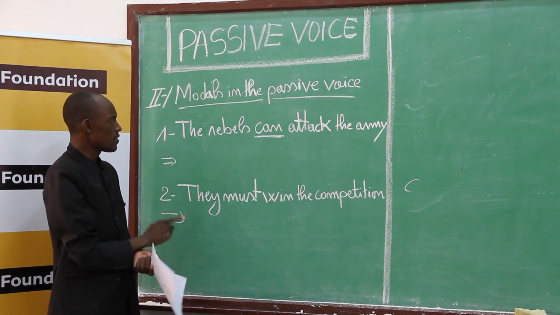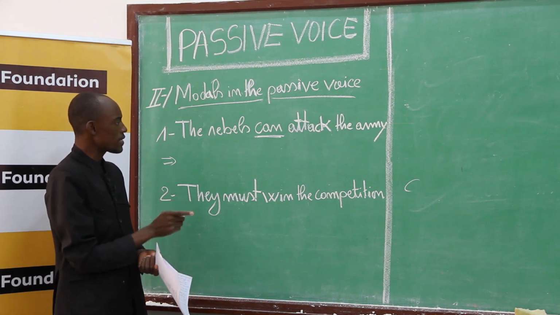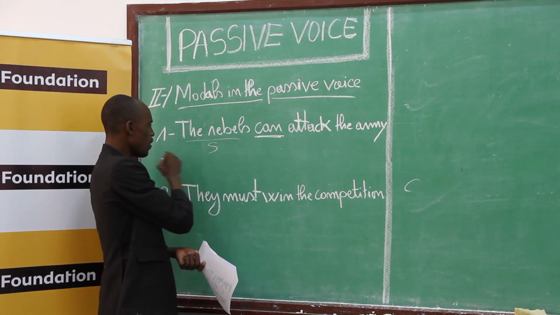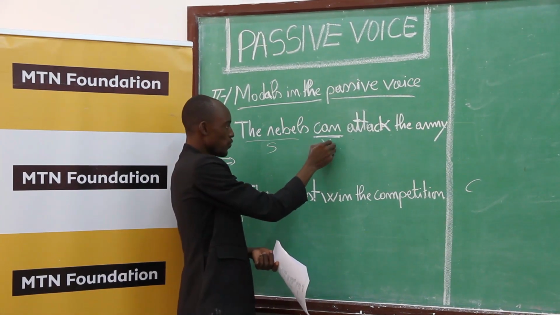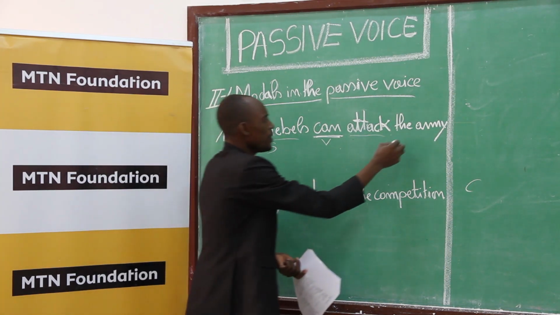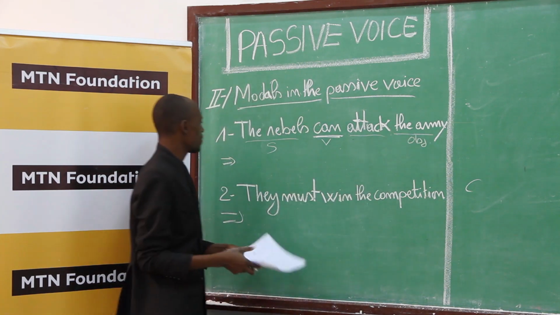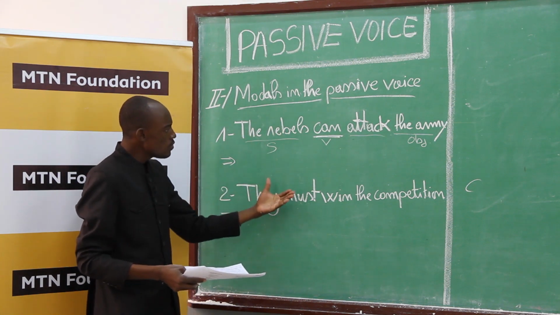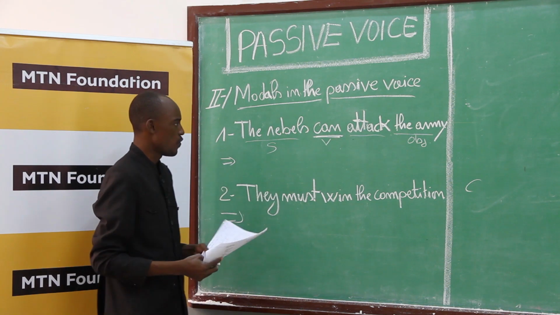Now this sentence is in active voice: The rebels can attack the army. Here the subject is the rebels, and here we have the first verb, and the second verb, which is also a verb in the infinitive. And the object is here. The rebels do the actions of the verbs.